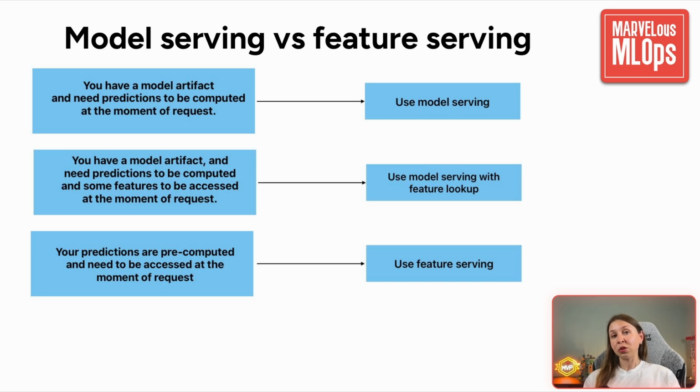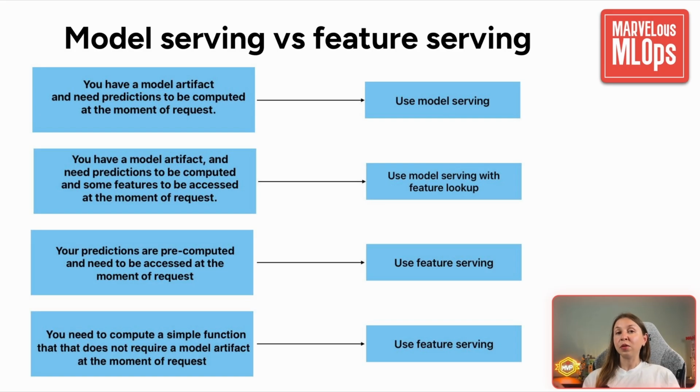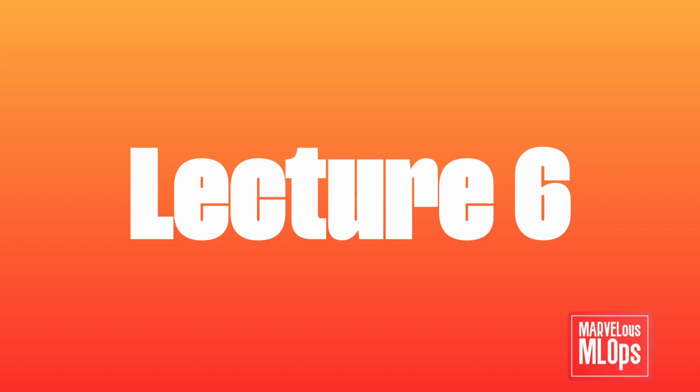If all the predictions are pre-computed and you just need to serve them, you need to use feature serving. If you need to compute a simple function that doesn't require a model artifact, you could also use feature serving, just using a feature function behind it.